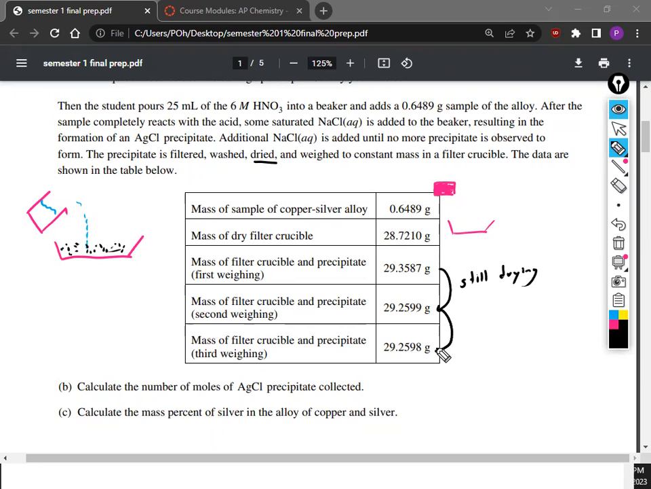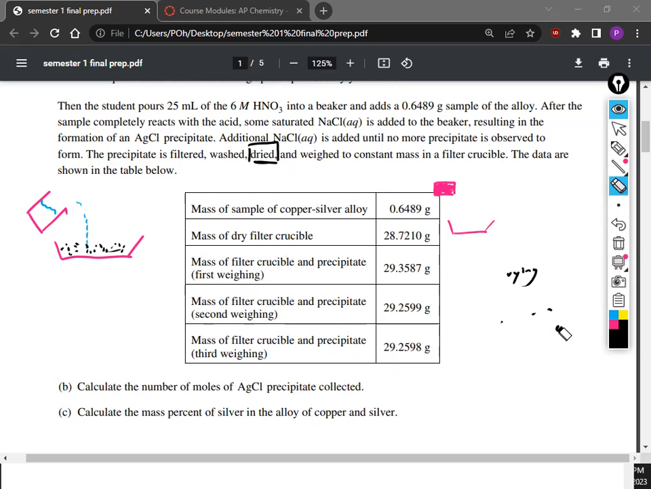Then the student weighed it again, and this is a much smaller change in mass, so pretty much the drying is done at this point. Make sense? So if we want to find the most accurate weight of the precipitate, which one of these three values should we use? Yeah, the third one. This is the value that we want to use for the precipitate. The key way that we know that is because it tells us that it's drying. It's weighed first, so it's still in the process of drying as we go through this.